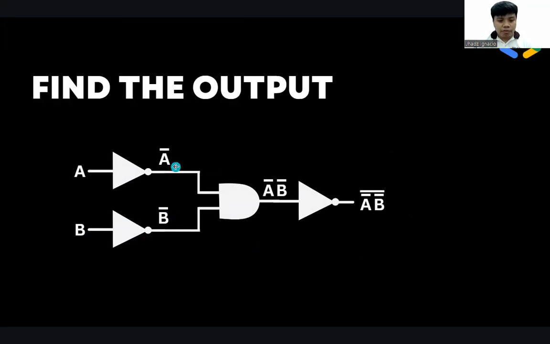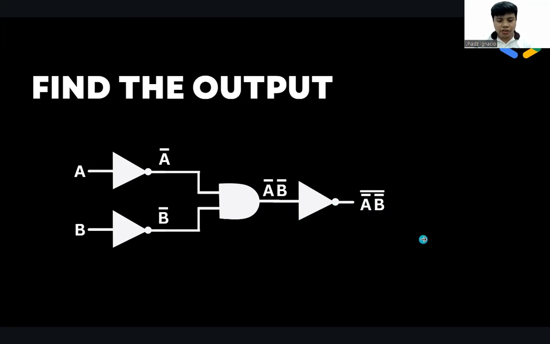Now, A bar and B bar are connected to an AND gate, resulting in A bar B bar. Now, A bar B bar is connected to a NOT gate, resulting in A bar B bar, double bar. As you can see, we have the NOT of A bar B bar, and we have the double NOT here, and we simply read it as A bar B bar, double bar.